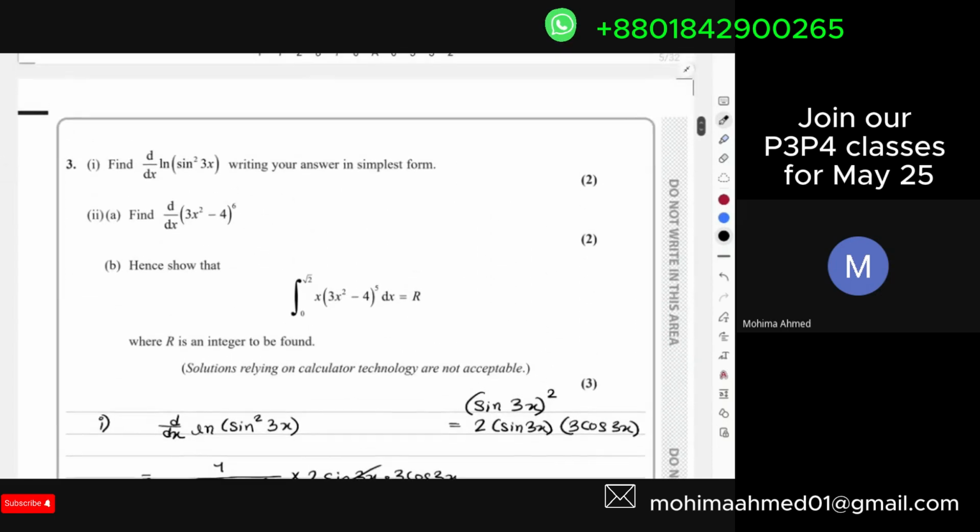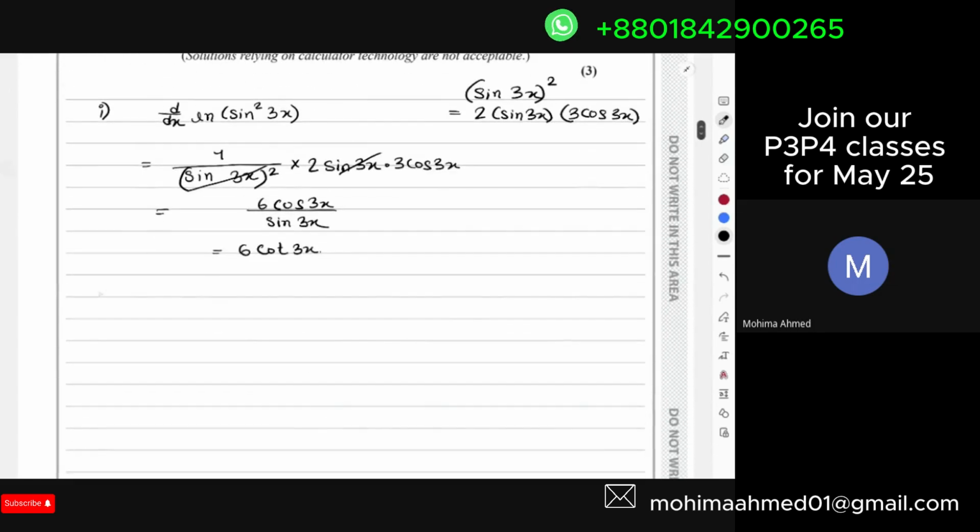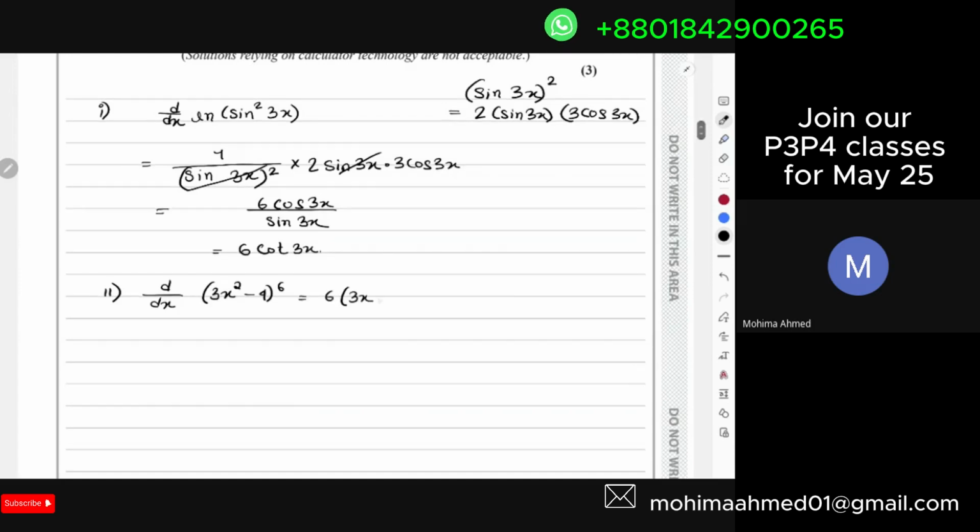After this, now again they're asking to find the derivative of 3x square minus 4 power 6. For this I have to again do chain rule differentiation. So I have d by dx of 3x square minus 4 power 6. For this, I'm going to get 6 times 3x square minus 4 power 5.